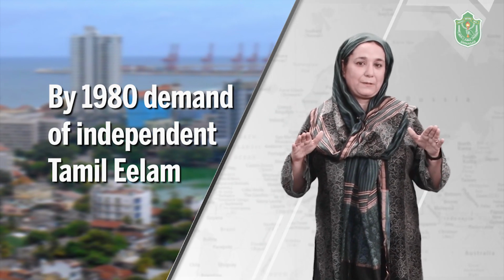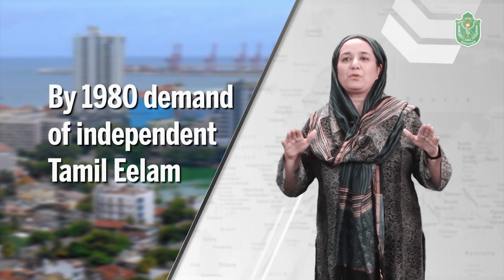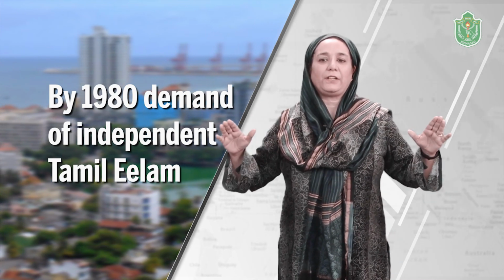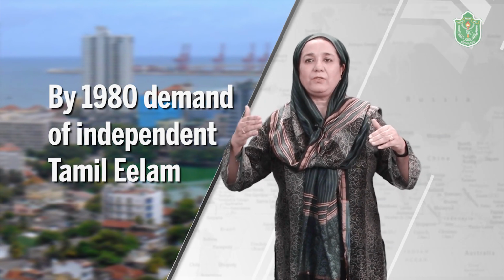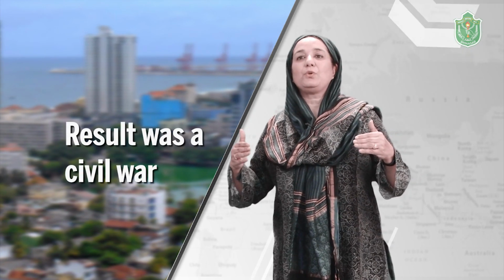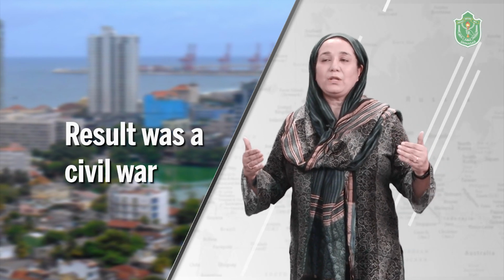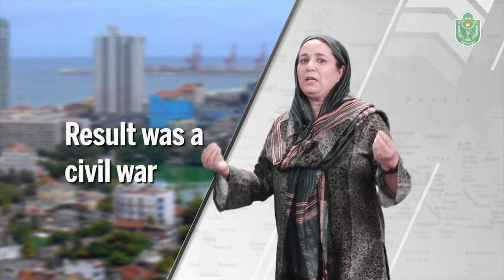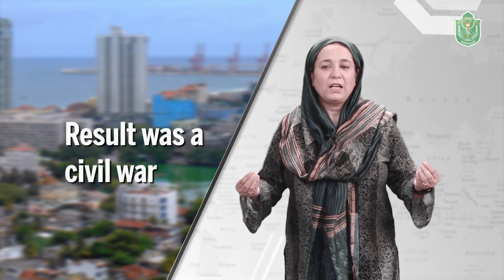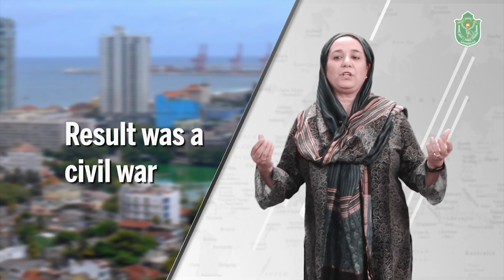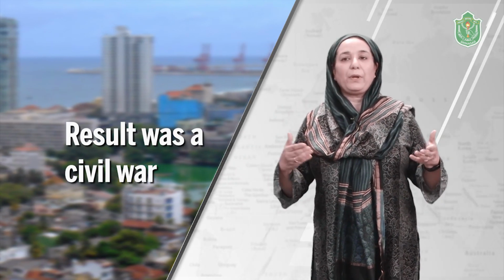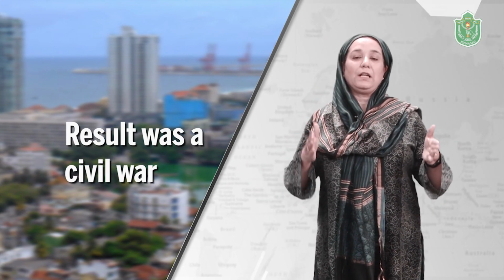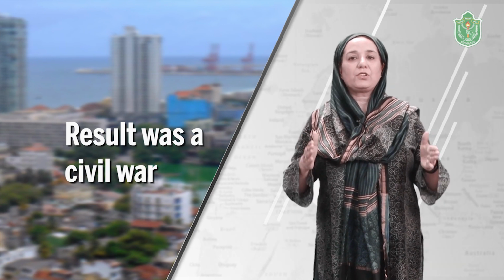Now see what happens. There is distrust between the two communities, and this turns into a conflict, and slowly, with time, it turns into a civil war. Now what is the result of a civil war, children? Thousands of people get killed. Families are forced to leave the country as refugees because they have lost their livelihoods. This, children, is what happened in Sri Lanka.